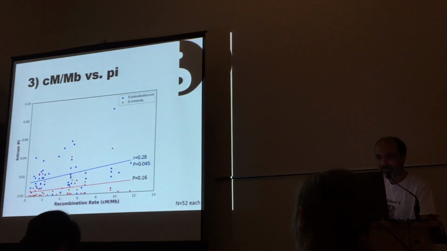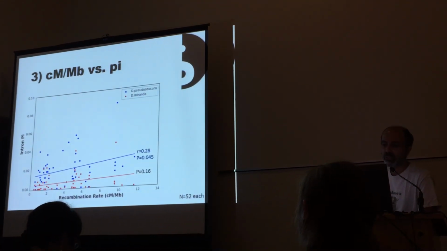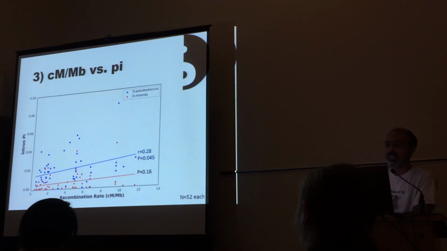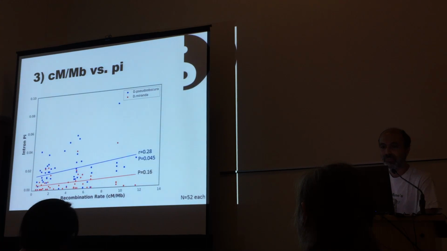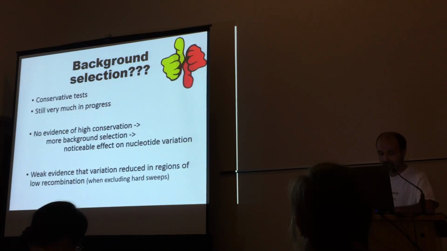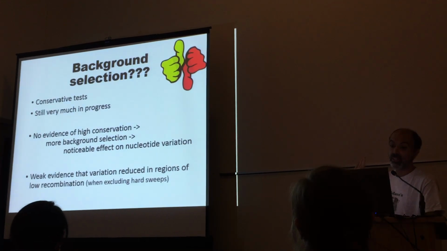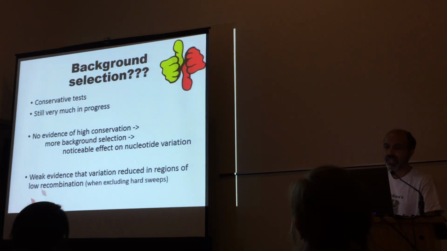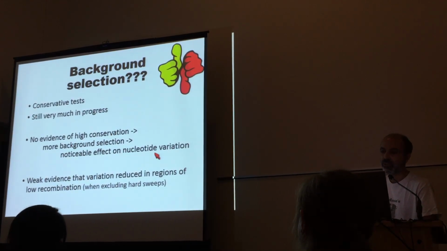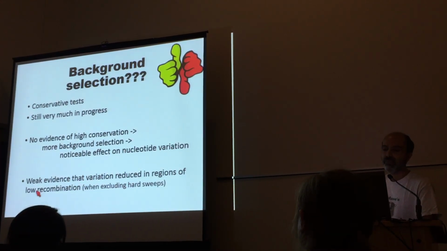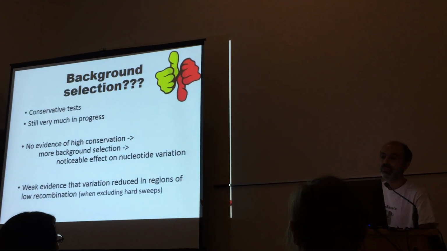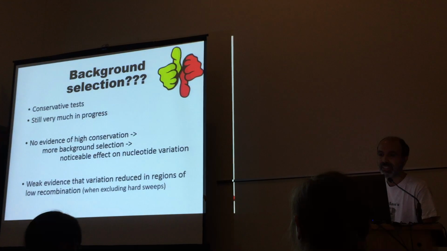With recombination rate, maybe a hint of something in Drosophila pseudoobscura. You do see some reduction of variation in regions of low recombination, but it's barely significant, and nothing in Drosophila miranda. So again, these are very conservative tests, and they're only looking at eliminating the effects of classic hard sweeps. It's still very much in progress, but generally speaking, she does not see any evidence that high conservation is associated with more background selection and therefore a noticeable effect on nucleotide variation. And there is very weak evidence that variation is reduced in regions of low recombination when you exclude that subset of genes that may have had classic hard sweeps.